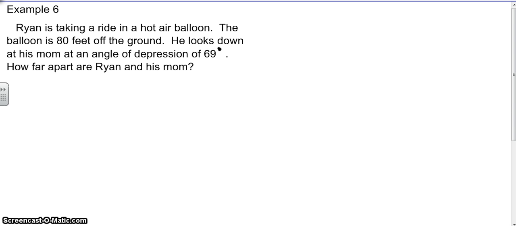Our next example is about Ryan. Ryan is riding in a hot air balloon. The balloon is 80 feet off the ground. He looks down at his mom at an angle of depression, 69 degrees. How far apart are Ryan and his mom?